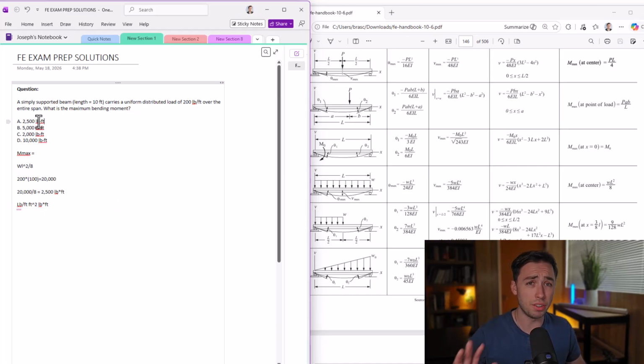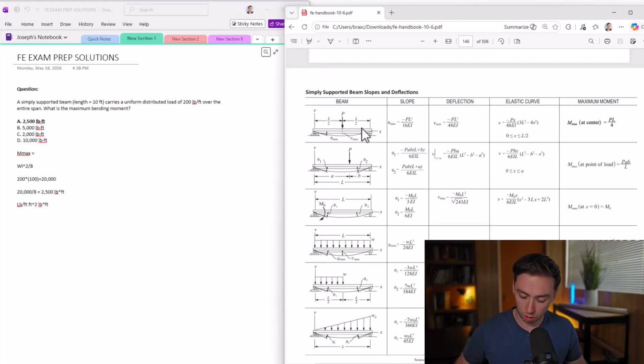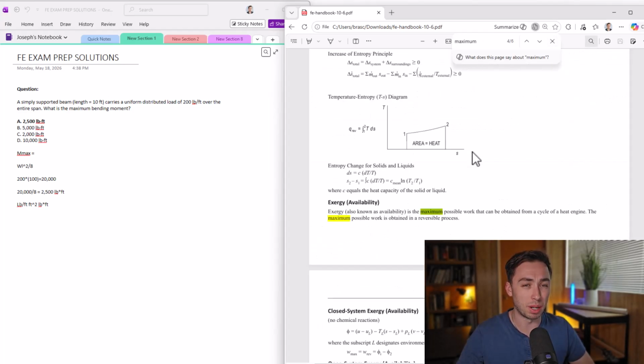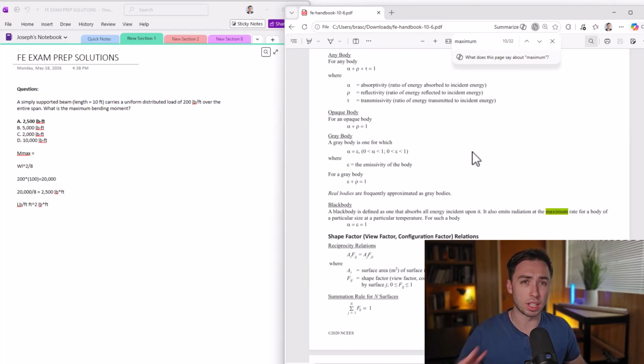So quick tips: understand what they're asking and what they want. Lookup tables are very, very useful on the FE exam, as it quickly gave us the solution. Understand what terms to search for on the FE exam. Simply supported beam, something like that, is going to give you a much better result than just looking up maximum bending moment. For example, if I just look up maximum, look at all the different results that pop up, not things that are useful. So make sure to reference the correct thing. So that's how to solve that problem.